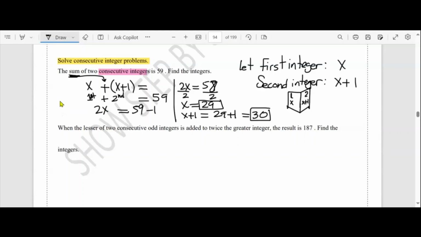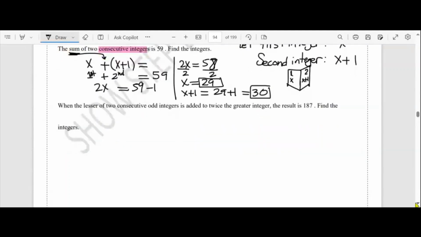All right, so we finished with one consecutive. Let's go for the second one. Ready? Read, please. When the lesser of two consecutive odd integers is added to twice the greater integer, the result is 187. Find the integers. Well, the easiest one is this one. I can see this really clearly.